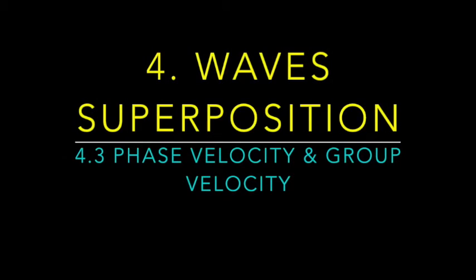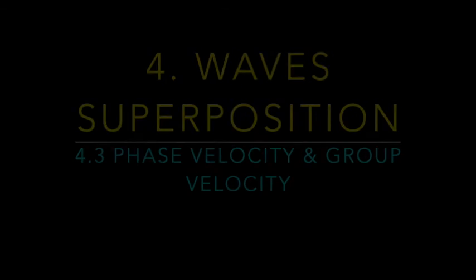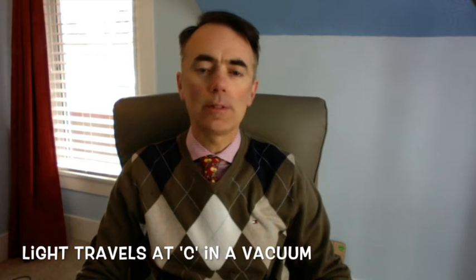Before we finish this chapter, it's important that we talk about dispersive media. When light travels in a vacuum, at speed c, it doesn't matter the frequency of the electromagnetic wave, it will travel at c. But when light enters a medium, this affects the speed of propagation of light. Light will not travel at c anymore. It will travel at c over n, where n is the index of refraction.